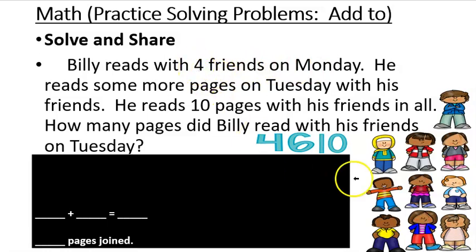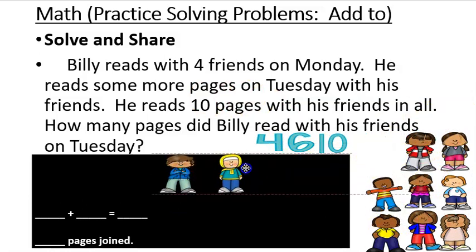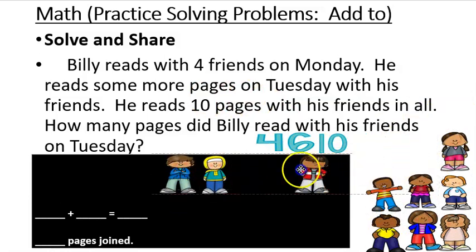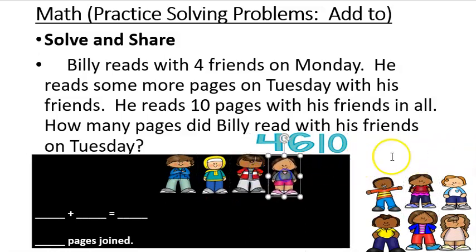4. So look, we have to put 4 of his friends in here. Let's count with Mr. Begay. 1, 2, 3, 4. So look, 4 of his friends are here now, and these are the friends that Billy read with on Monday. So first graders, what number goes up here?